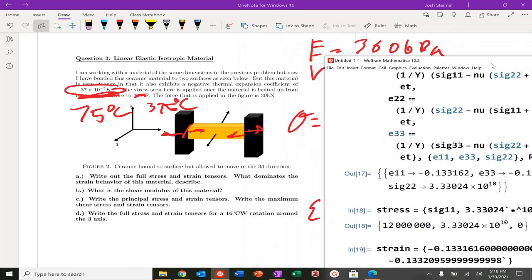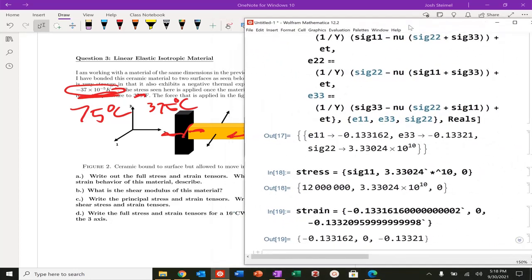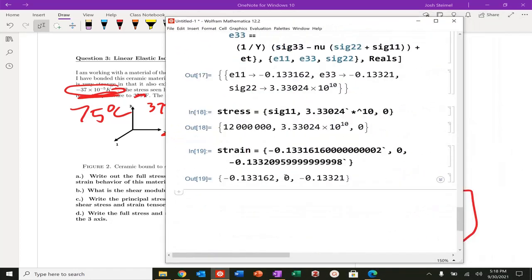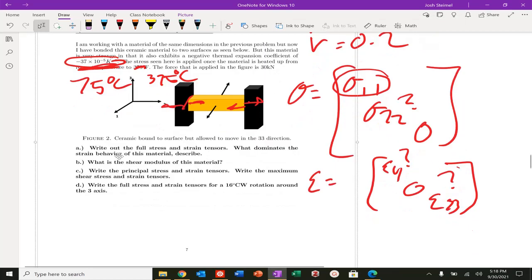So what dominates behavior of the material? Basically my thermal strain. What is the shear modulus of this material? So my G is equal to my Y divided by 2 times 1 plus nu. That's my shear modulus, so if I ever needed some shear strains.